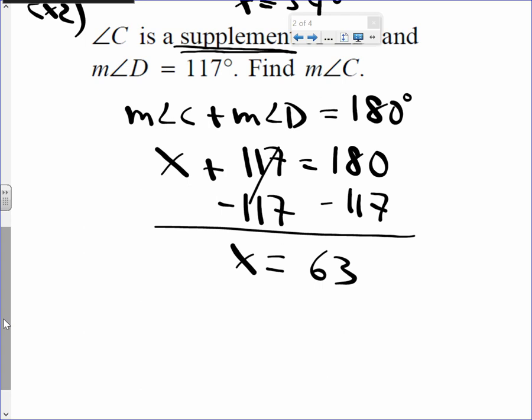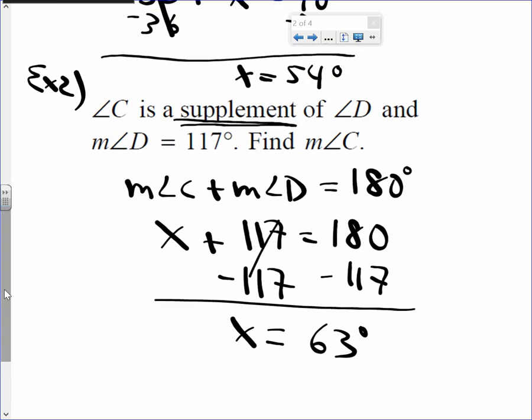Right? So Yanovich was right. Again, the shortcut, if you're a quick thinker, you could do stuff in your mind. Take 180 and minus the one you know. So 180 minus 117 is going to give us what's left over, 63. You could have done that in your head. I just did all the steps for those of us who are slow.